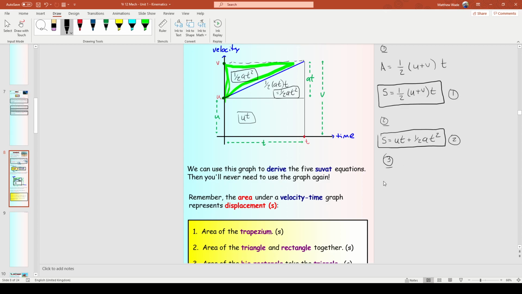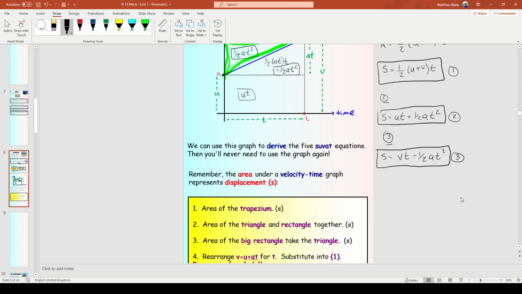But the only difference this time is we can go around the entire rectangle, well, its area is actually going to be vt. Get me? All the way around the whole outside. And what are you going to take from it? Take that green triangle I just drew. Take away half at squared. Boom! We now have a formula that we can use when we don't know an initial velocity, because u's not in that formula. So happy days, not playing games.